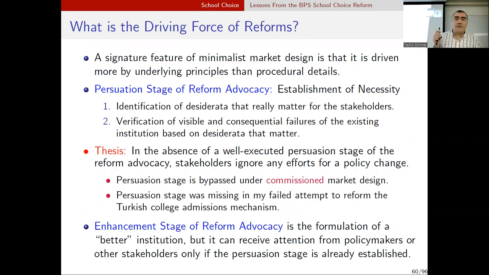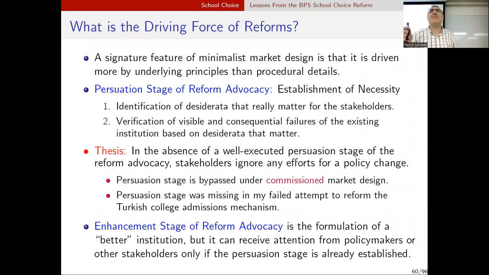So you have to identify what matters for policymakers, and you have to verify visible and consequential failures, right? The problem needs to be obvious. It needs to hurt them, or you have to have a carrot and a stick in your presentation, okay? So in the absence of a well-executed persuasion stage of the reform advocacy, my thesis is stakeholders ignore any efforts for policy change. Now, this stage is bypassed under commissioned market design. So it's entirely different. And the persuasion stage was missing in my failed reform attempt in Turkey.